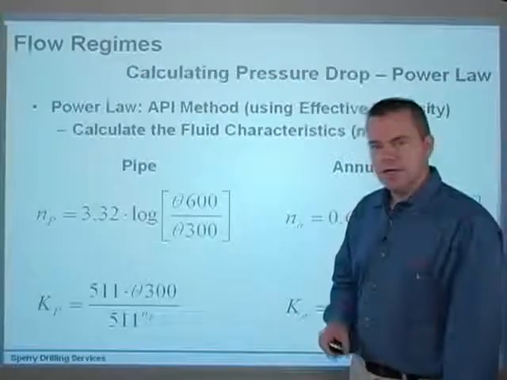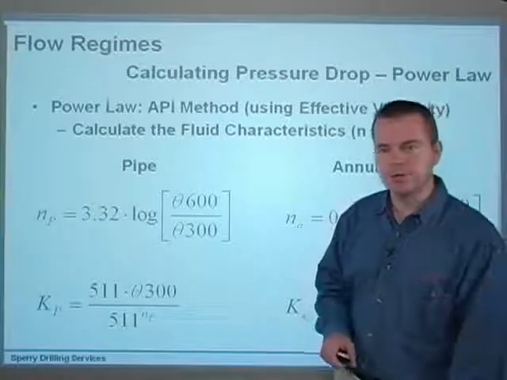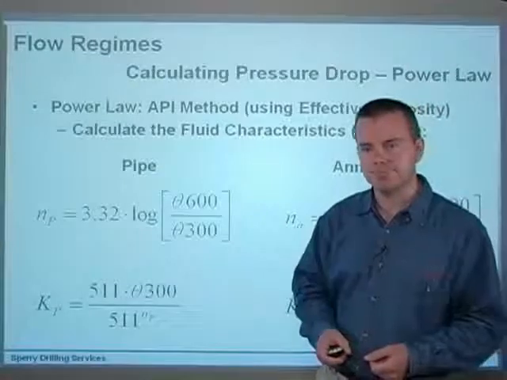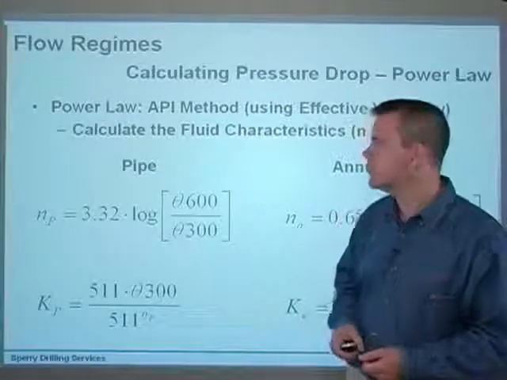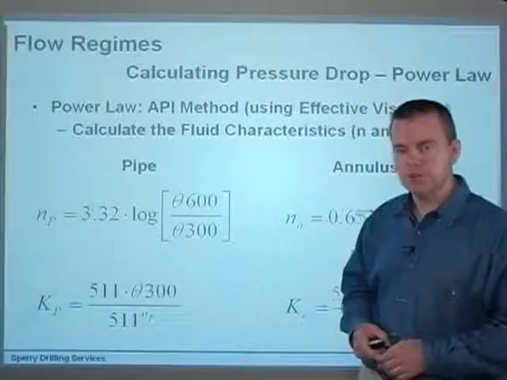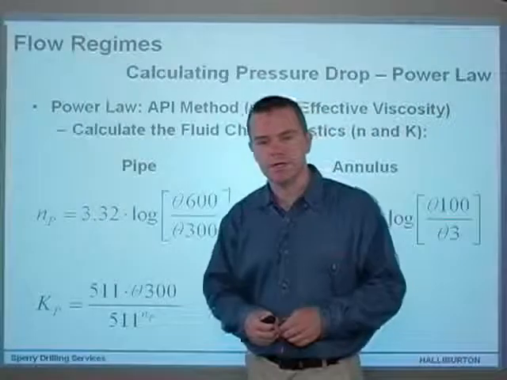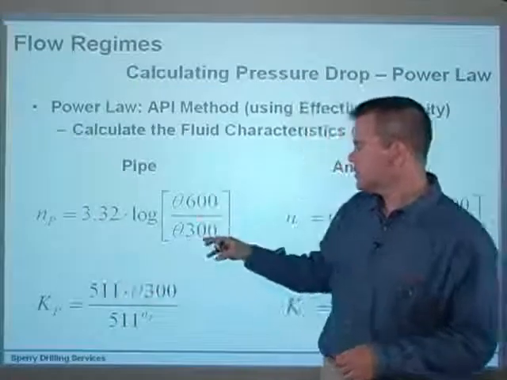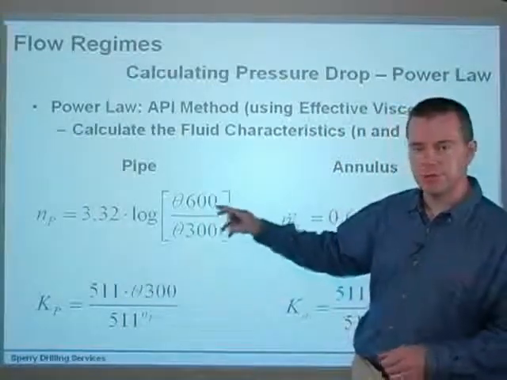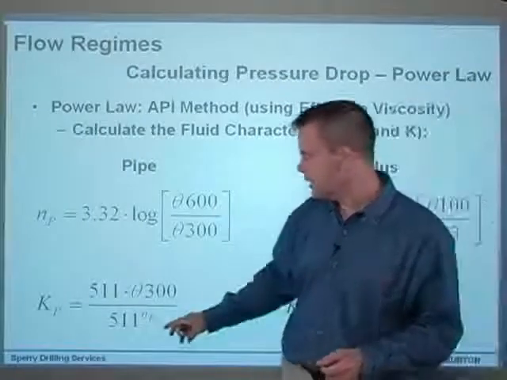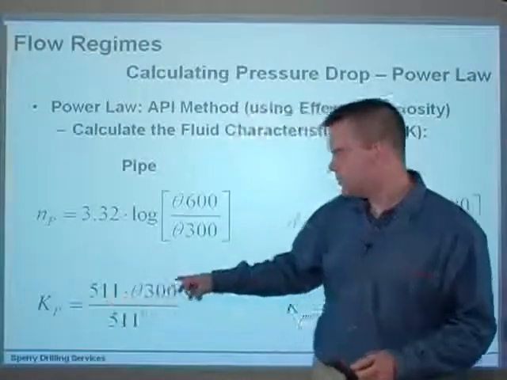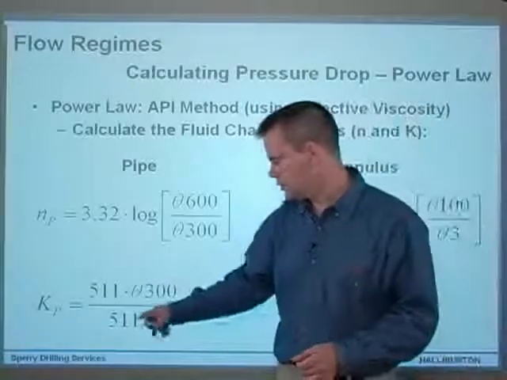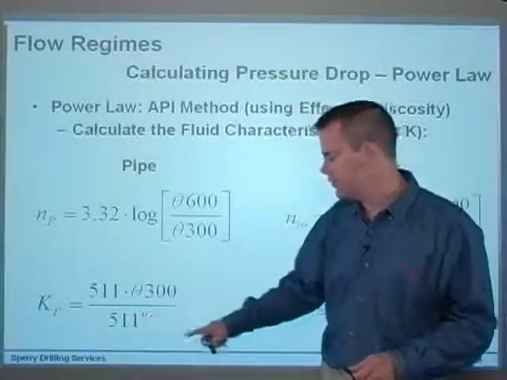So moving on to the API method for calculating the pressure drop using the power law method. This is the other model that's in the Baroid Handbook, Chapter 9. You have to first calculate the fluid characteristics, N and K. Now, N for pipe is this expression using the 600 and 300 rotational speeds of the fan rheometer, and K for pipe uses the 300 rotational speed, and these constants and 511 to the power of N here as well.